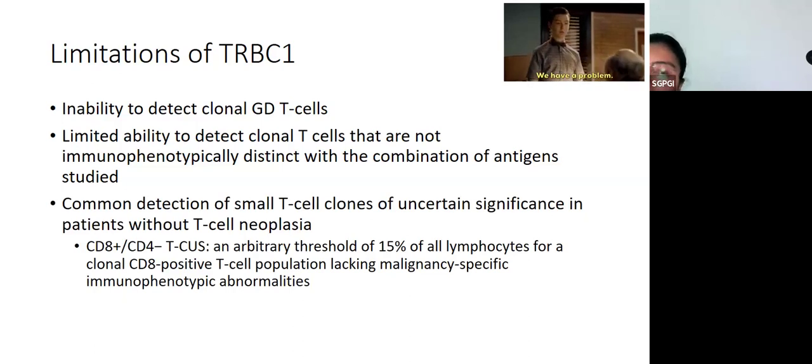So Horner's group suggests that this T cell clone of undetermined significance, like 8 positive, 4 negative cells, which is the most common of such clones, should be considered clinically relevant only if they constitute 15% or more of the lymphocytes, or otherwise you keep a note that they need to be followed up.